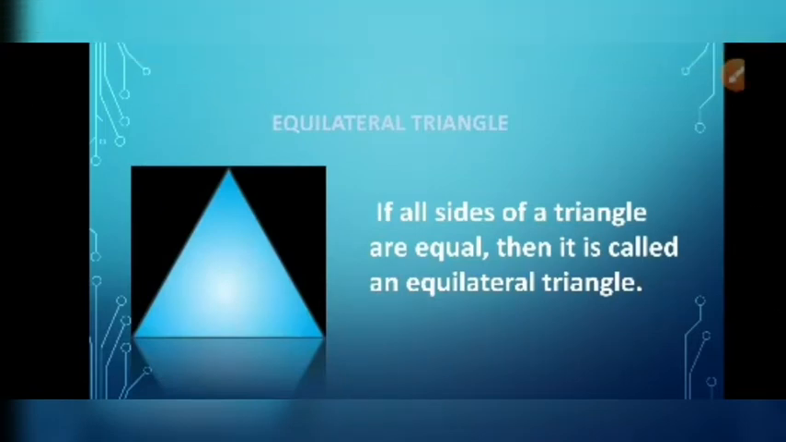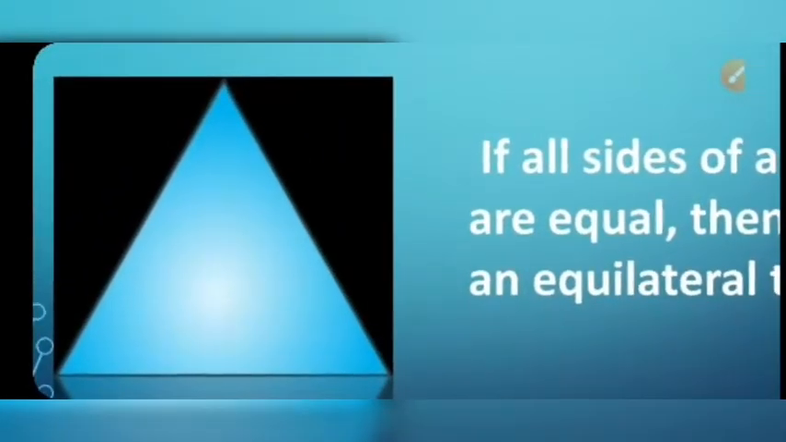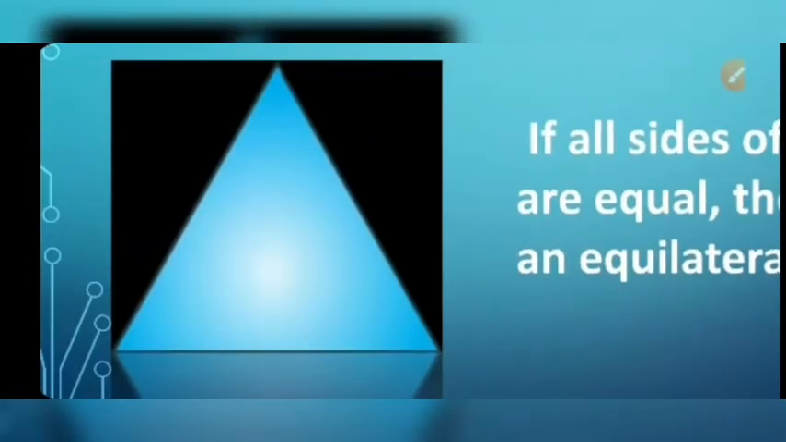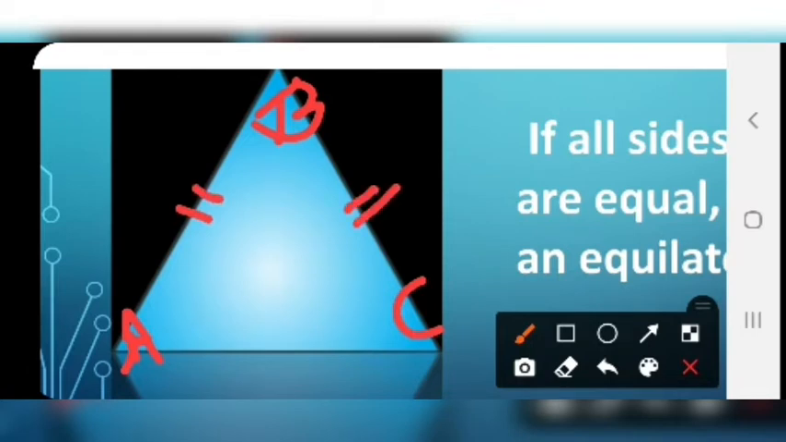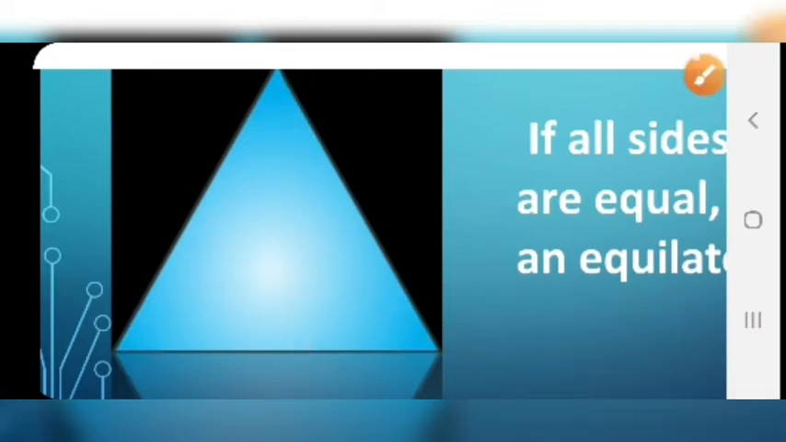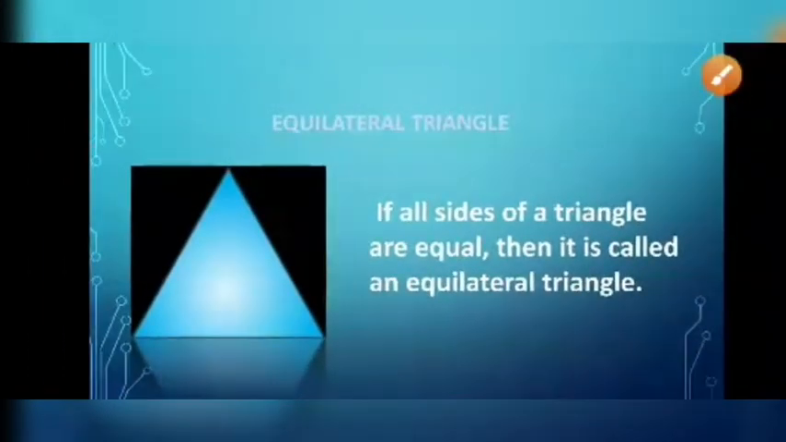The next one is equilateral triangle. If all the 3 sides of a triangle are equal, then it is called an equilateral triangle. So this is an equilateral triangle. It is, say, A, B, C, 3 vertices. The sides AB, BC and AC, the 3 sides are of equal length. So this is called an equilateral triangle.